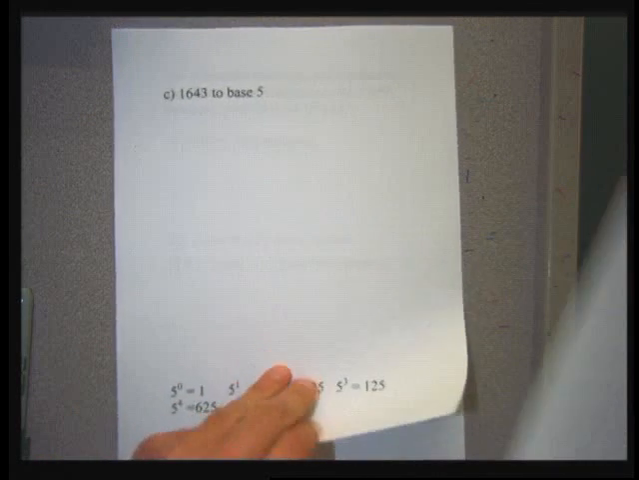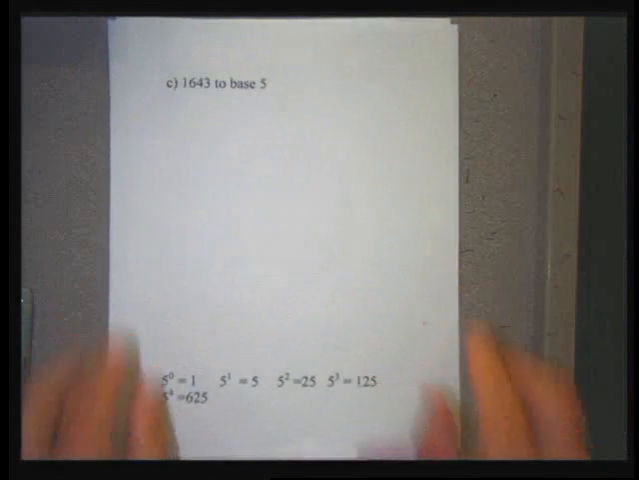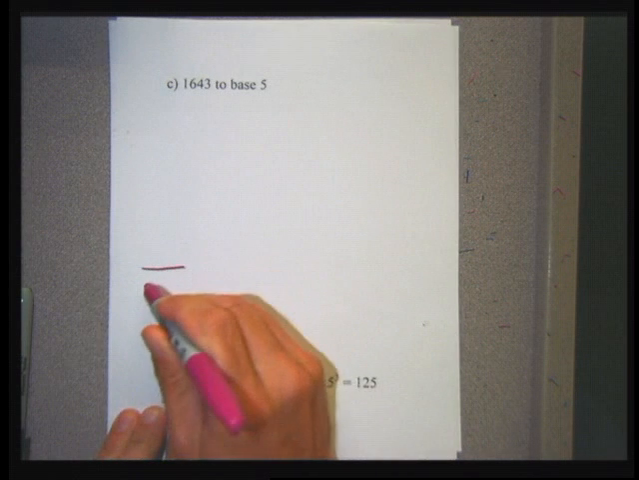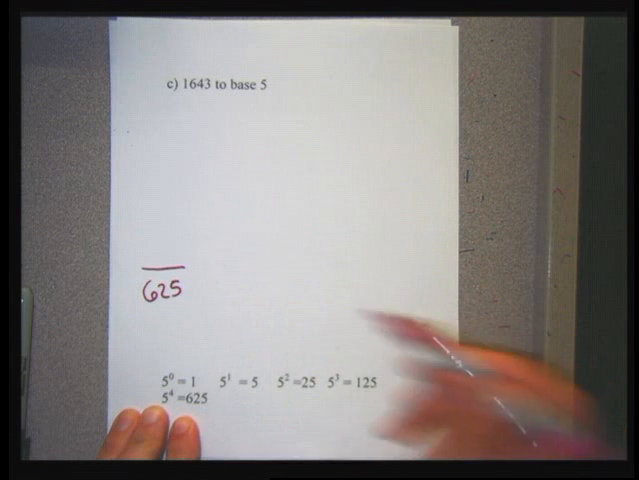Hopefully I have one more of these. And I do. So I'm working with base 5, and in order to work with base 5, I write down the powers of 5. 5 to the 4th is 625. 5 to the 5th is bigger than 1643. So I'm going to start subtracting 625.